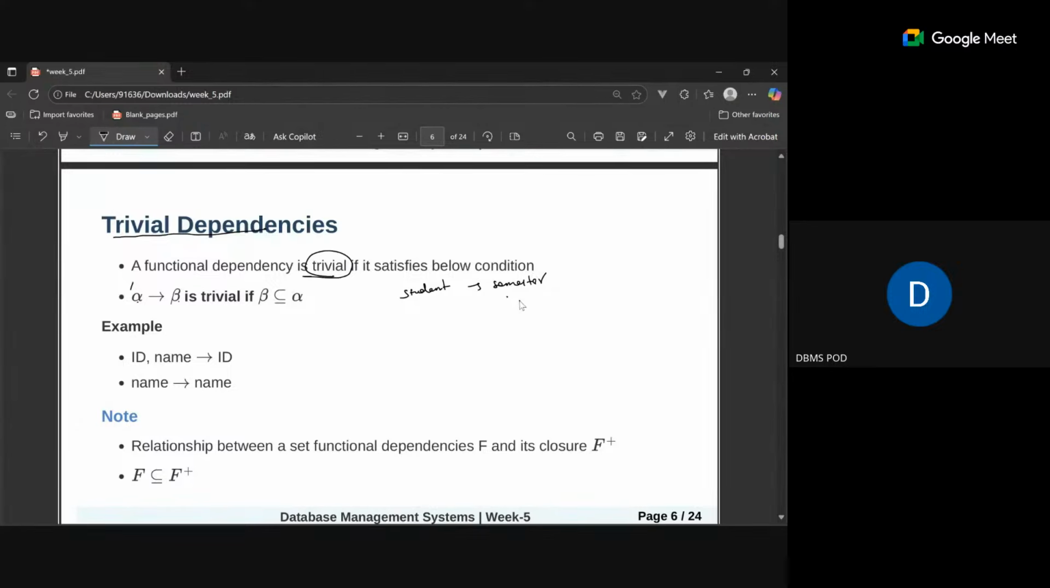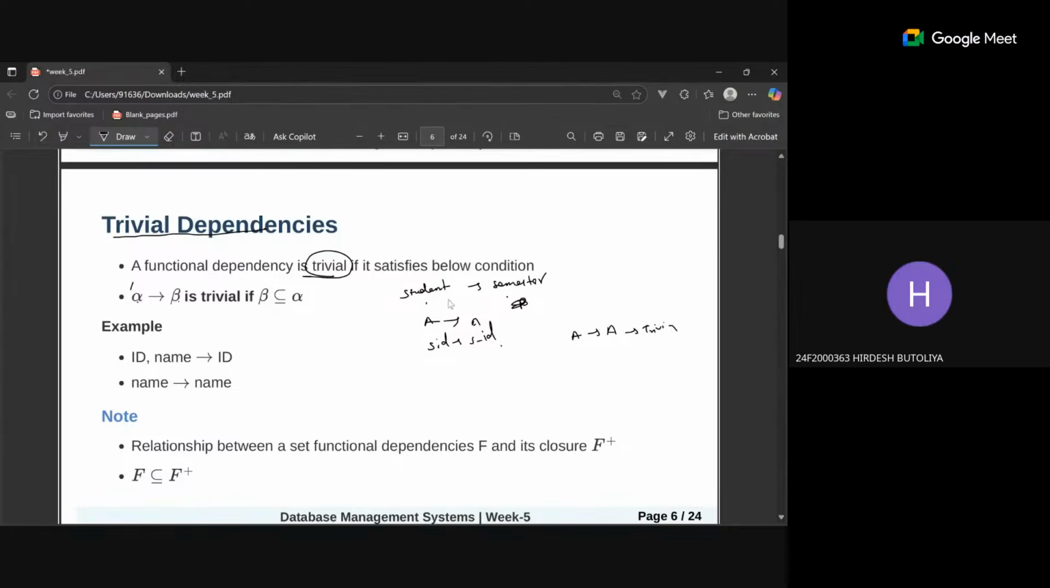If beta is a subset of alpha, either it could be a proper subset or the same attribute, then it is trivial. So for example, if student ID determines student ID, this is trivial. This will be true for every set of attributes wherever you take, because both are identical. Even though they may not say explicitly in the table or in the question paper, it's always true. The same attribute can determine itself. This is true, and this is trivial also.